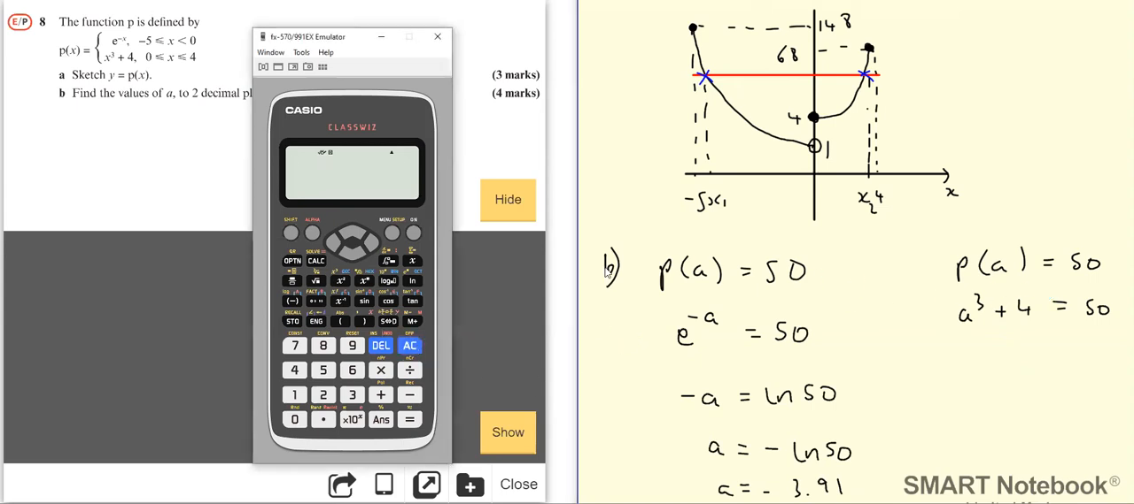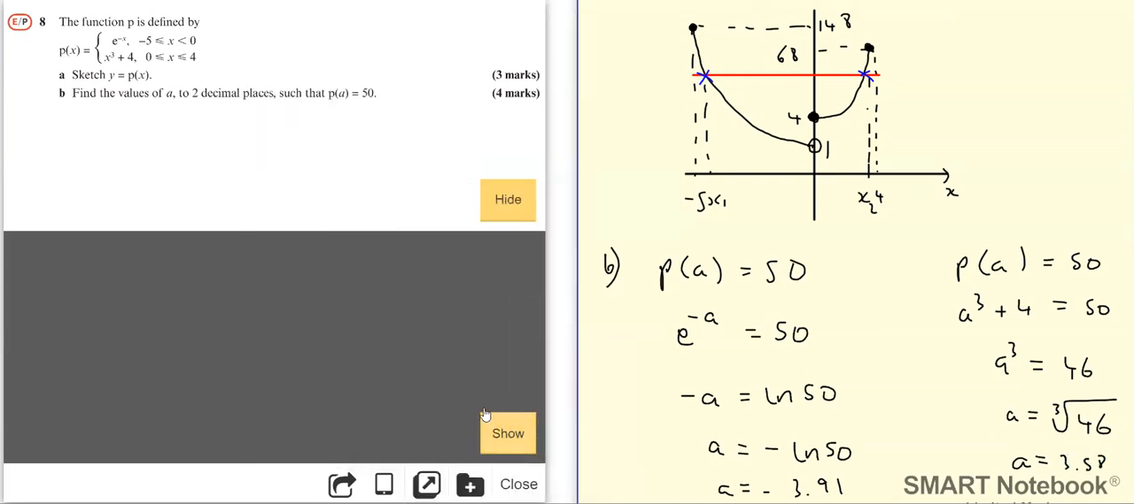And then on the right hand side, we get a cubed equals 46. A is going to equal the cube root of 46. So we can do shift cube root of 46, and we get a equals 3.58.